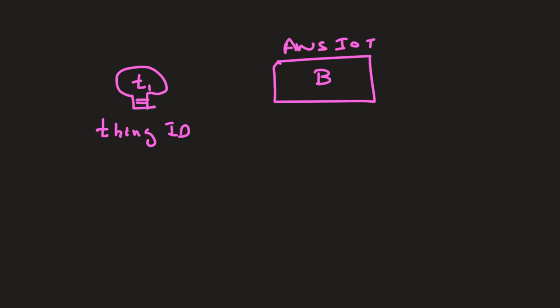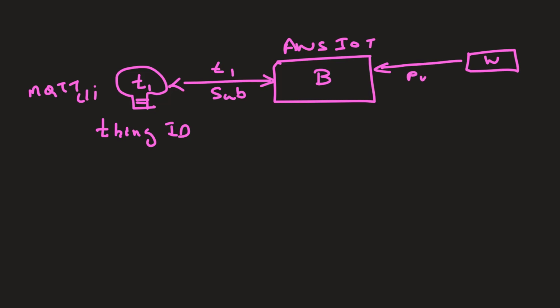So on this thing, we're going to run an MQTT client, which is going to subscribe to the T1 topic, which is nothing but the thing ID here. Any message coming to the broker on the thing ID topic will be forwarded to the bulb. Now, our web application is going to be a publisher. The web application, when it wants to control the light bulb, is going to publish a message on the T1 topic. The message will be on or off. As soon as the thing receives the message, it will take a corresponding action and light up when the on command comes in.